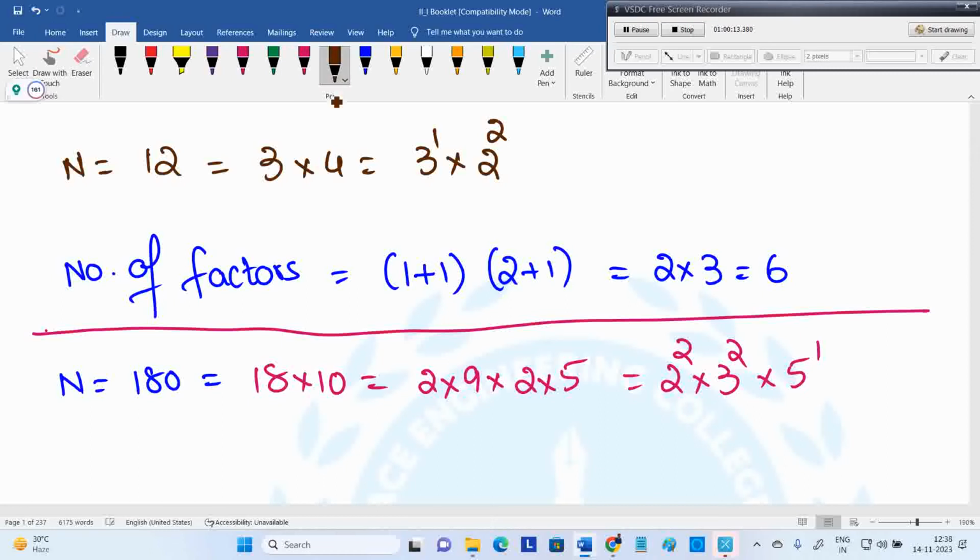Now, what is the number of factors as per the procedure? Add 1 to the power. Add 1 to the power. Power is 2, add 1. Power is 2, add 1.